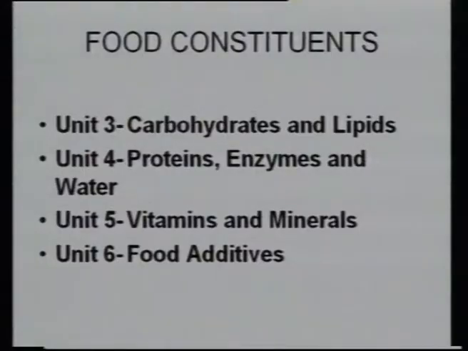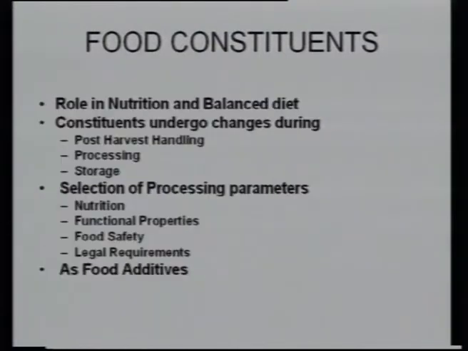Welcome to the session Food Constituents, block 2 of the course. This block consists of 4 units. Unit 3 is carbohydrates and lipids. Unit 4 is proteins, enzymes and water. Unit 5 is vitamins and minerals, and unit 6 is food additives.